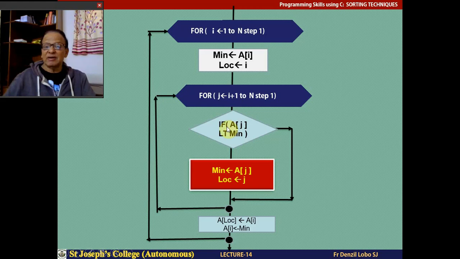We have done this. If a of j is less than minimum, then assign a of j to minimum and location is j, otherwise you skip. This way I find the minimum number. So I've got the minimum number, and I go to the location where that minimum number was. When i is equal to 1, I assign the first number there, then assign that minimum number to the first location. When i is equal to 2, I assign the number at the second location to the minimum number location, and then assign that minimum number to the second location.